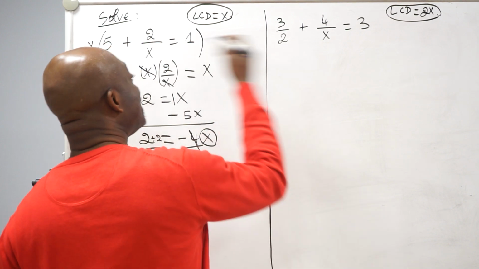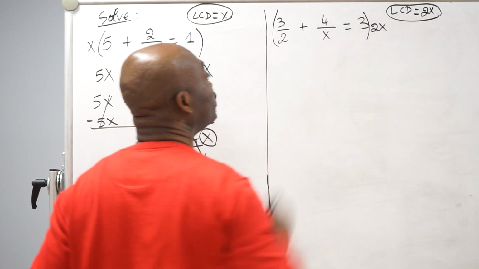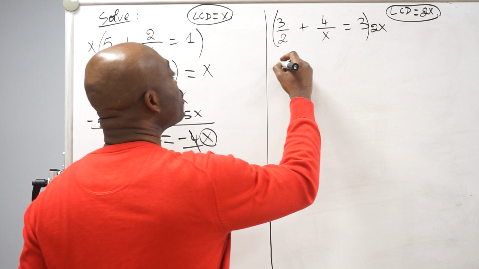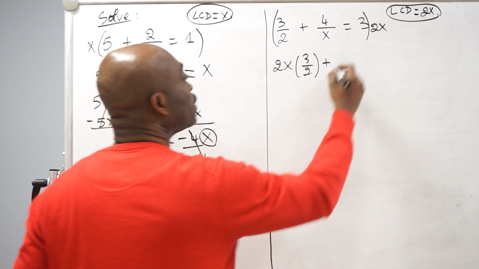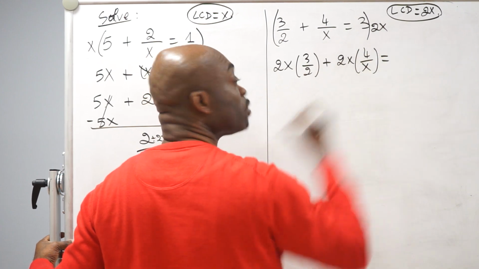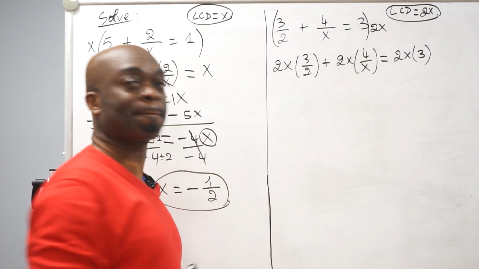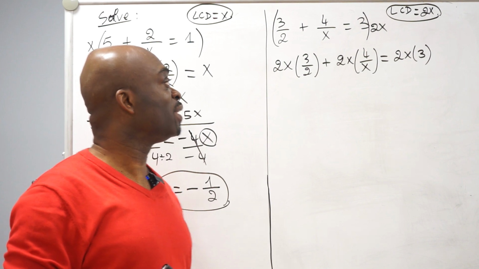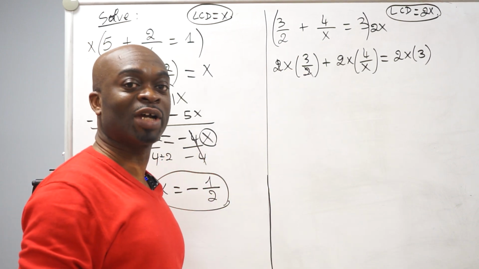Then, like how we did it here, we multiply everybody by 2x. So it's going to give you 2x times 3 over 2, plus 2x times 4 over x, equals 2x times 3. Those are the three terms that we have here. So what's going to happen? The 2 can cross out, and we're done with that.